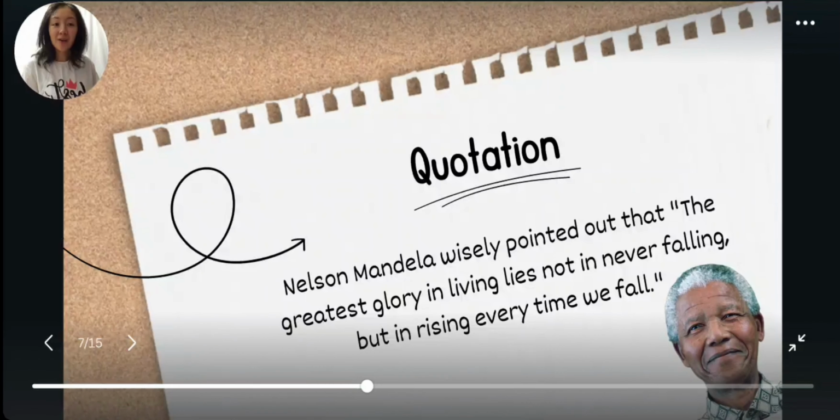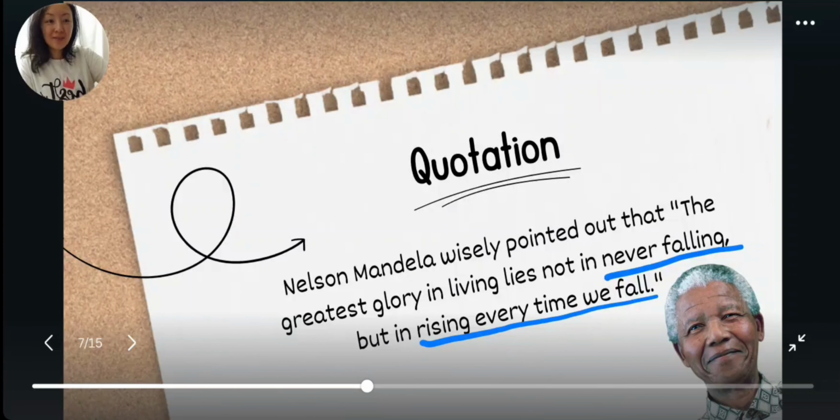The next option is to start your essay or the article with a quotation. For example, Nelson Mandela wisely pointed out that the greatest glory in living lies not in never falling, but in rising every time we fall. I guess the words which will catch the reader's attention will be words like never falling, rising every time we fall. So it's something which encourages us to do something or motivates us to go further without stopping.